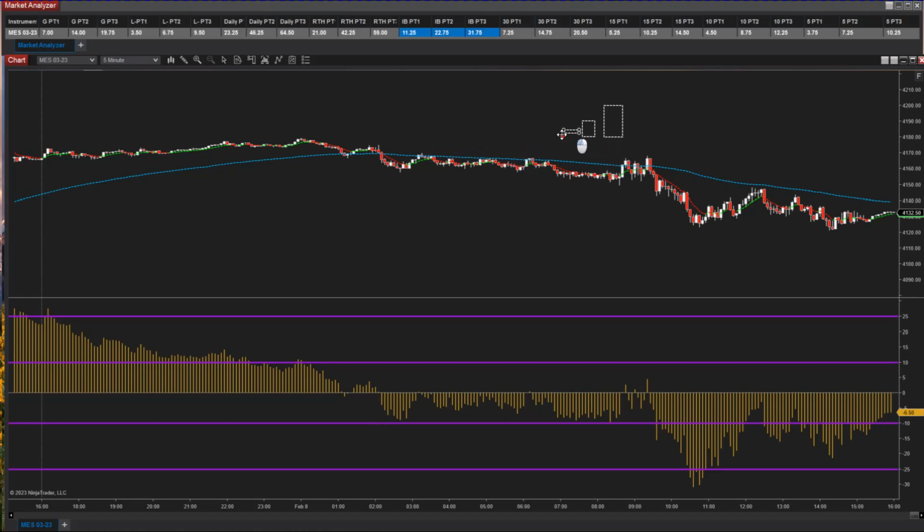So you need to go to a micro account, right? And you can take that 2 points of risk and multiply it by 10, right? So 2 times 10 is 20. So here is 20 points.